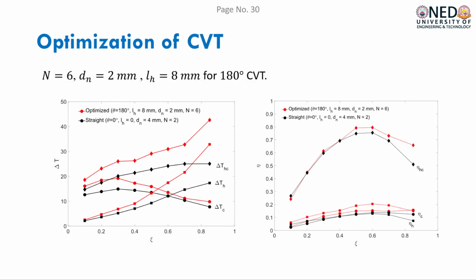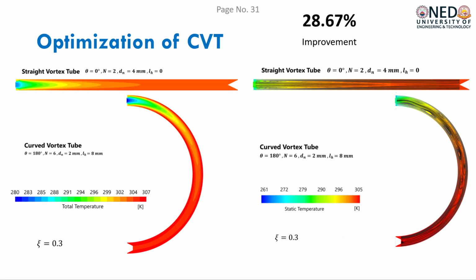Finally, the optimized curved vortex tube is suggested, in which nozzle diameter, number of nozzles, truncated length, and curvature angle are properly selected. The hot and cold stream isentropic efficiencies are found to be better for the curved vortex tube than the straight vortex tube. Also, the energy separation efficiency of the curved vortex tube is higher when a smaller nozzle size is selected, so that there is a high pressure drop in the tube diaphragm.